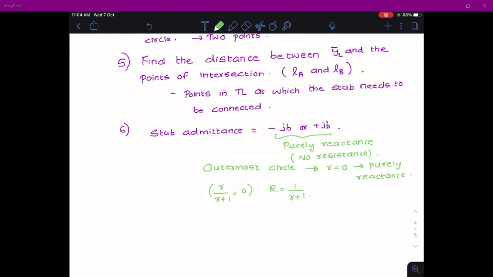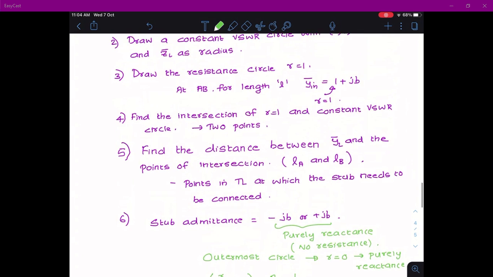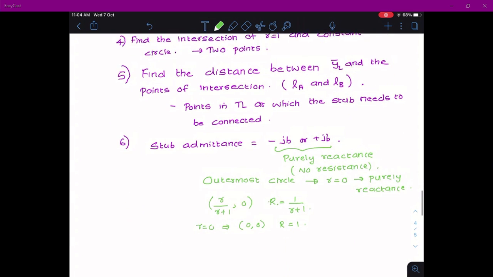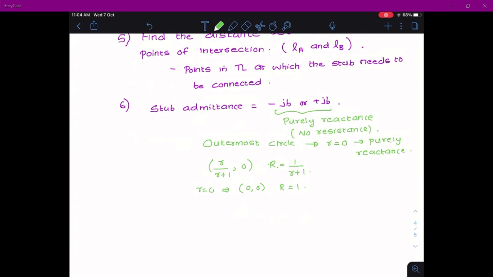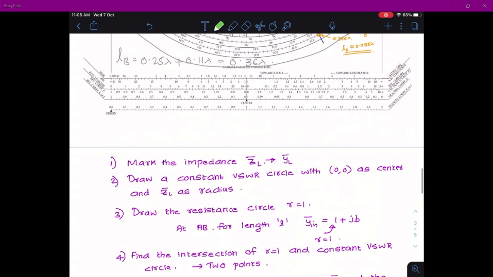Fine. So when r equals 0, the center is 0 comma 0 and the radius is equal to 1, which is the outermost circle. Okay. So from the point where the intersection happened, we find out which is the reactance circle which touches the r equal to 1 circle. Okay. So let's do that.